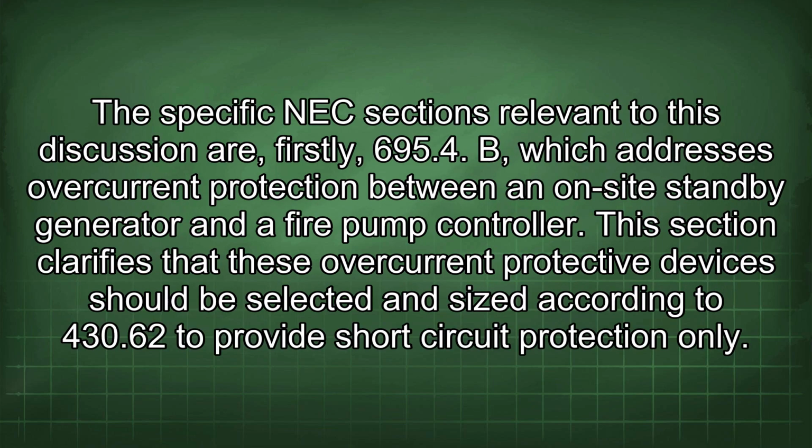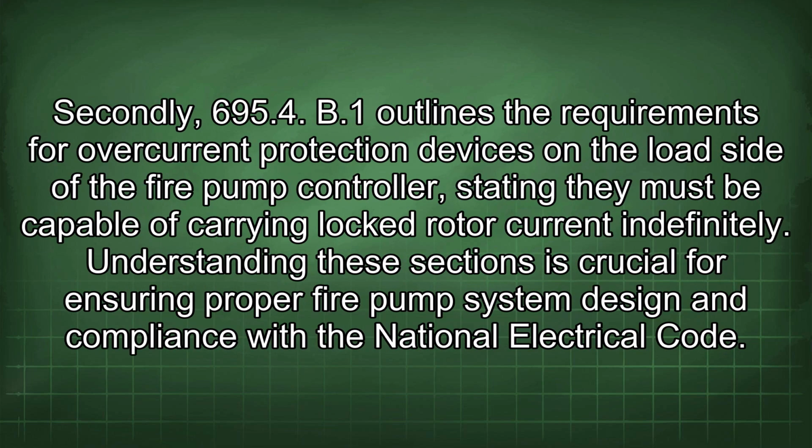The specific NEC sections relevant to this discussion are, firstly, 695.4 B, which addresses overcurrent protection between an on-site standby generator and a fire pump controller. This section clarifies that these overcurrent protective devices should be selected and sized according to 430.62 to provide short-circuit protection only. Secondly, 695.4 B1 outlines the requirements for overcurrent protection devices on the load side of the fire pump controller, stating they must be capable of carrying locked rotor current indefinitely.